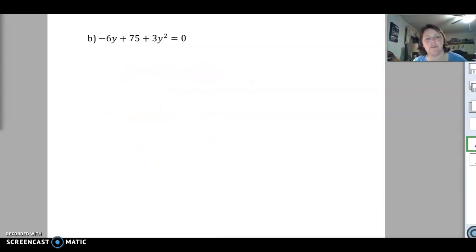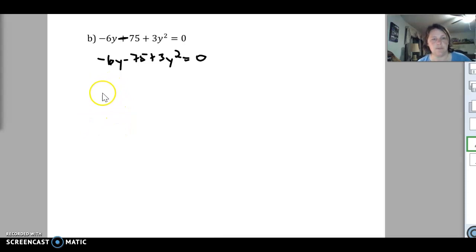Okay, next problem, I'm going to change this again because, again, it's going to end up being something that is imaginary or does not work. We don't want that. Okay, so let's say that this is a minus sign and not a plus. Okay, so we have negative 6y minus 75 plus 3y squared equals 0. And we want to complete the square for this.